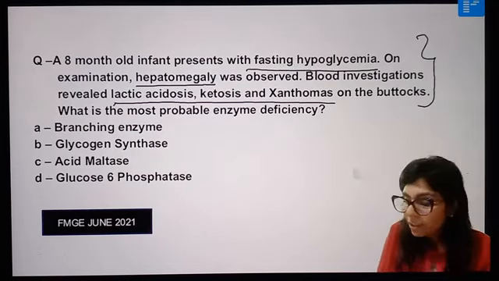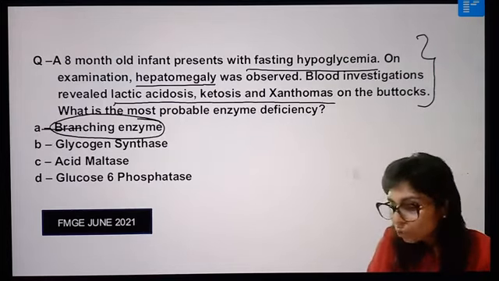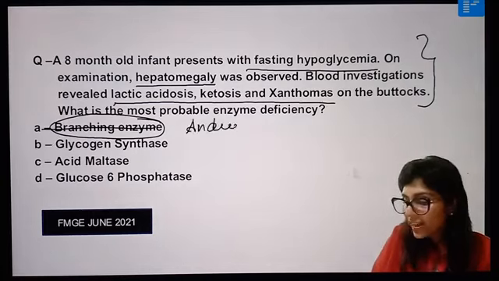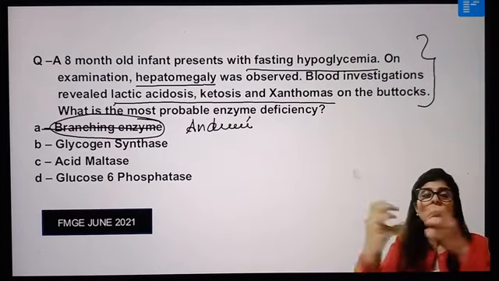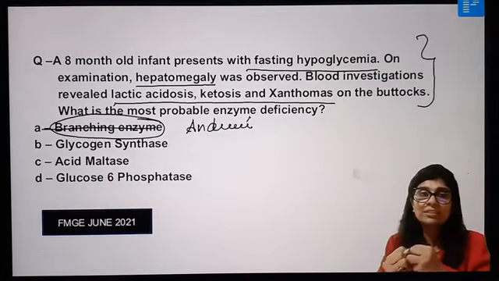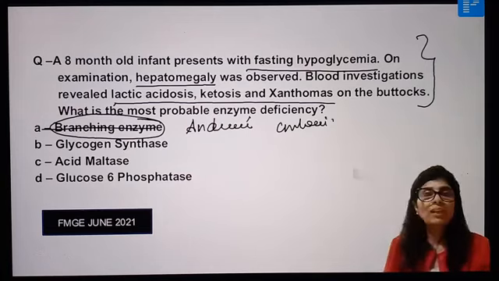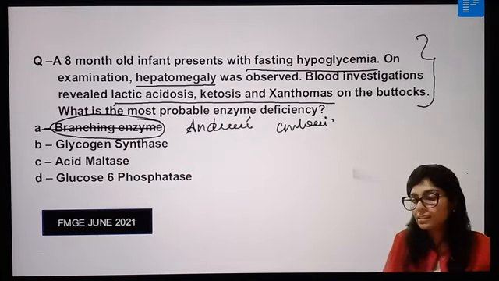Okay? Can it be a branching enzyme defect? Answer is no. Because branching enzyme defect, I told you, is Andersen's disease. When the branching enzyme is defective and non-compact glycogen accumulates, that causes hepatomegaly and cirrhosis. I did not say hypoglycemia for Andersen's disease.